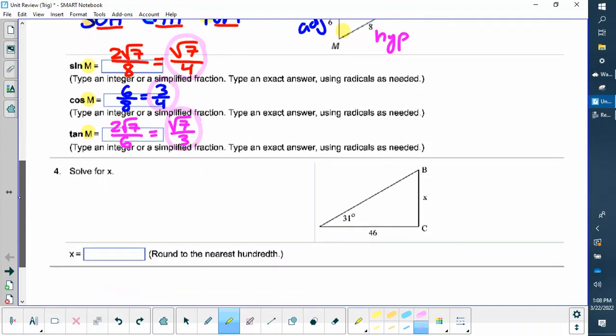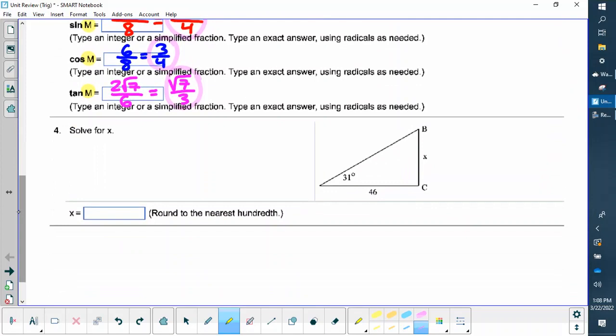Okay, let's get down to the important questions. Can you use trig or SOHCAHTOA to solve these problems? So SOHCAHTOA. Okay, this is my reference angle. I'm going to start naming some sides.